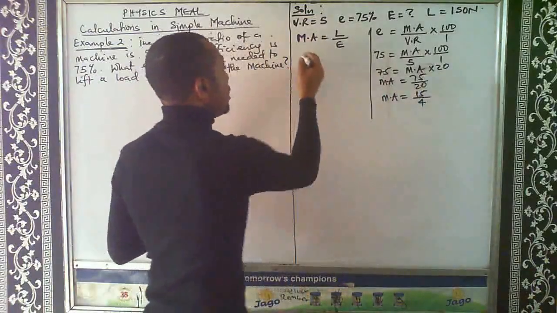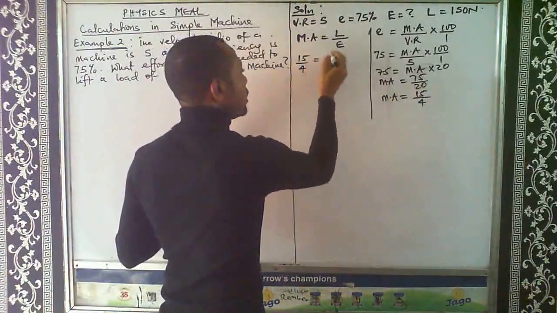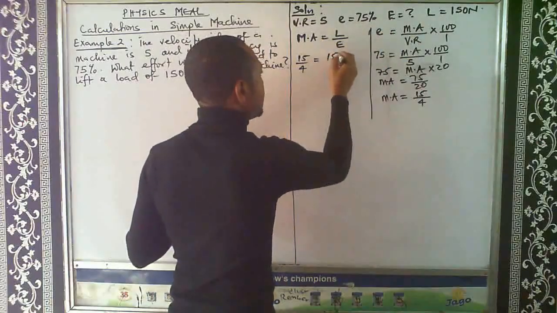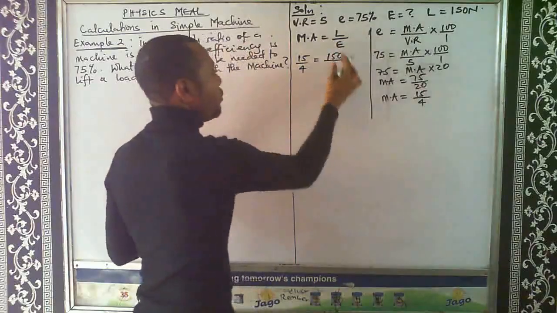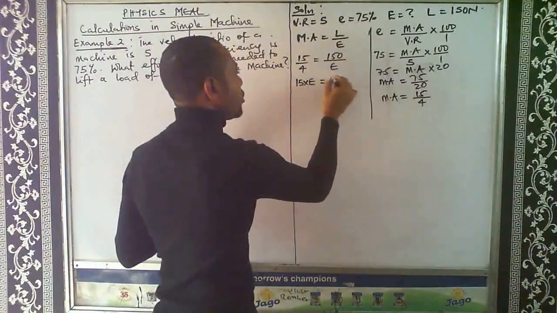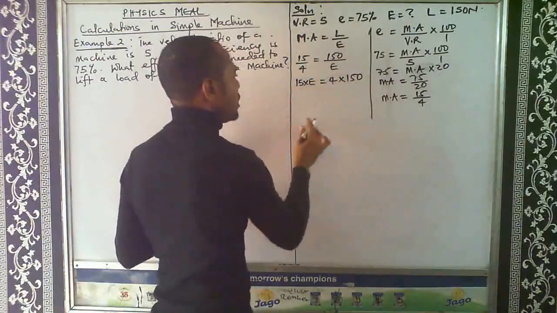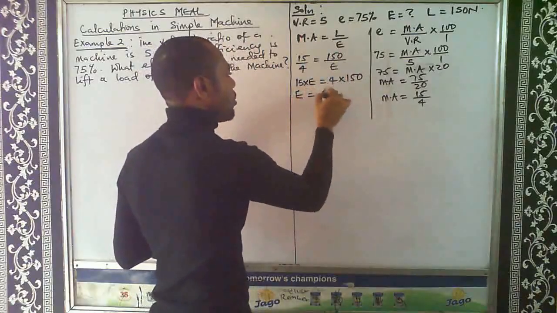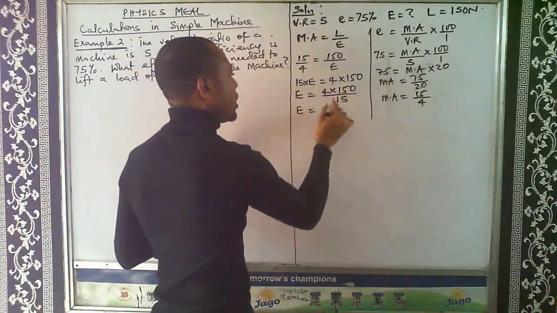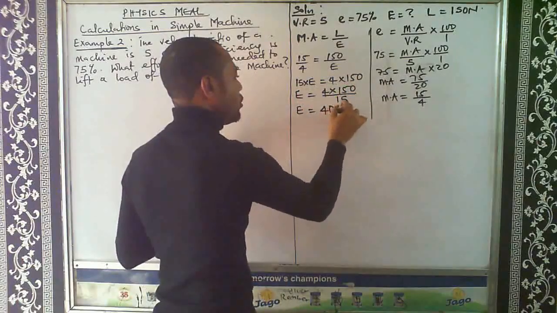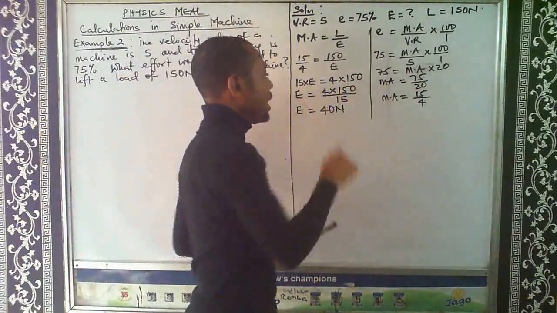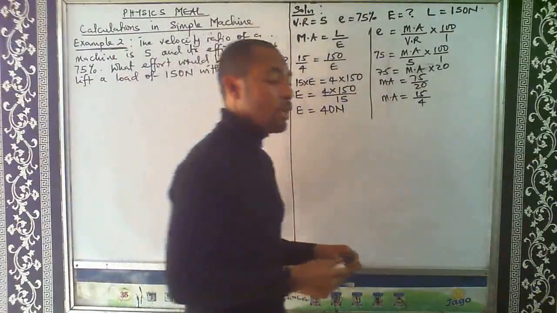Alright, having obtained mechanical advantage, I can just use it to find my what? Effort. So if I place this, 15 over 4 is equal to the load, which has been given to us as 150, divided by effort. If you clear the fraction, you are going to have 15 times E is equal to 4 times 150. That means making E the subject of formula, we have 4 times 150 over 15. So E will become 40 Newton, because when 15 divides 150, we are going to have 10. And when 10 multiplies 4, we are going to have 40.